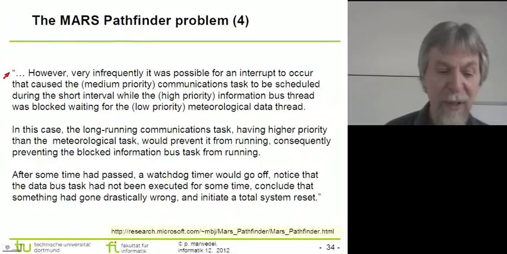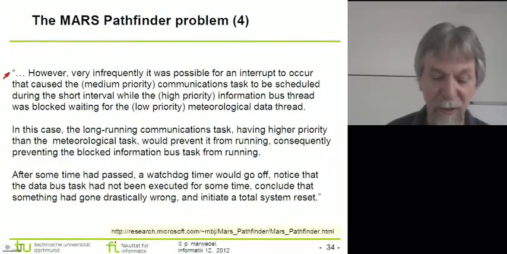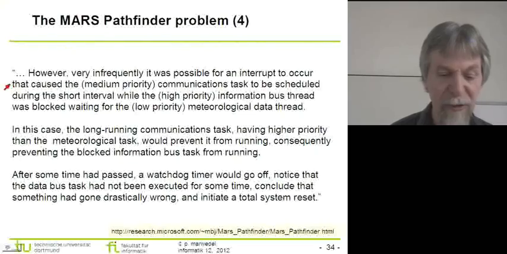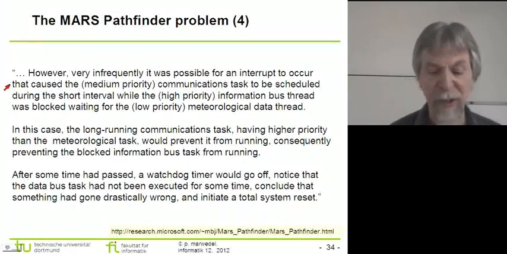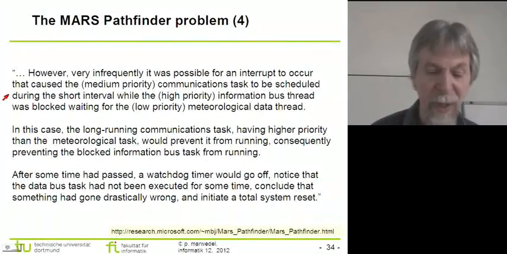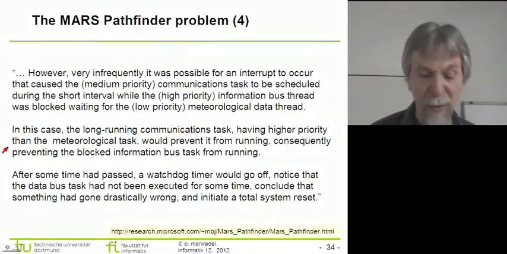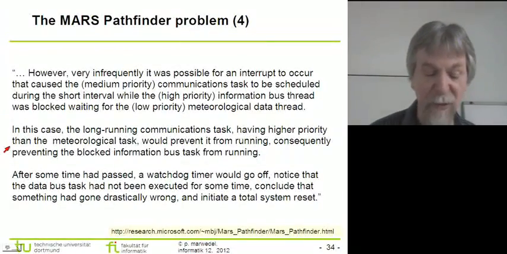As a result, the following happened, as reported on this public website. However, very infrequently it was possible for an interrupt to occur that caused the medium priority communications task to be scheduled during the short interval while the high priority information bus thread was blocking, waiting for the low priority meteorological data thread. In this case, the long-running communication task, having higher priority than the meteorological task, would prevent it from running, consequently preventing the blocked information bus task from running.